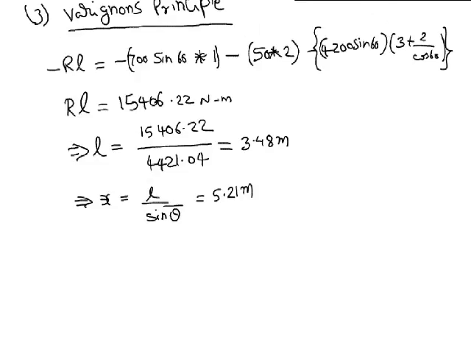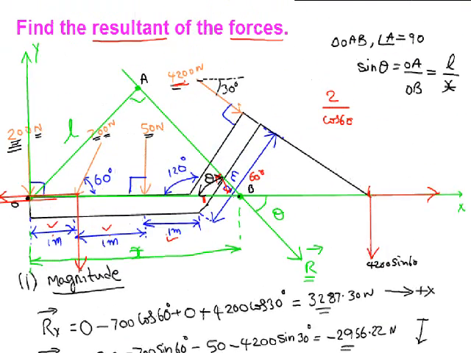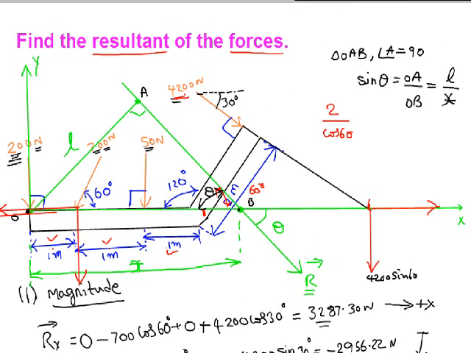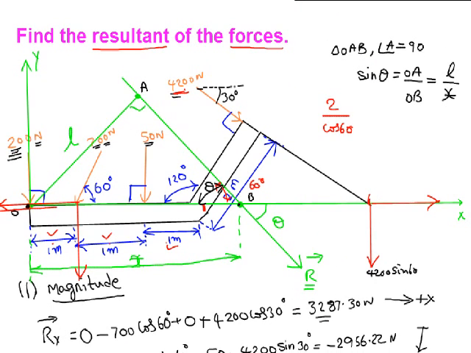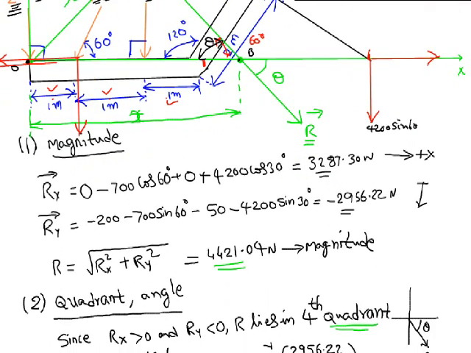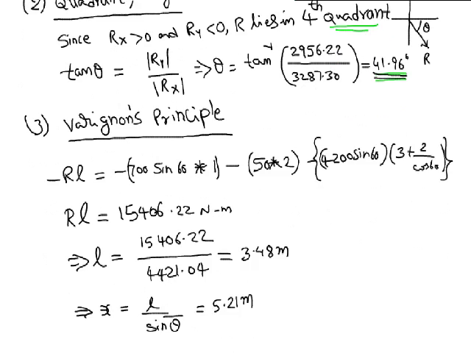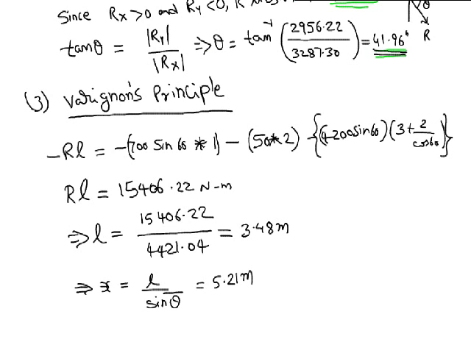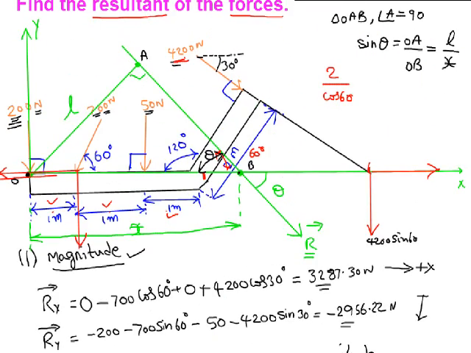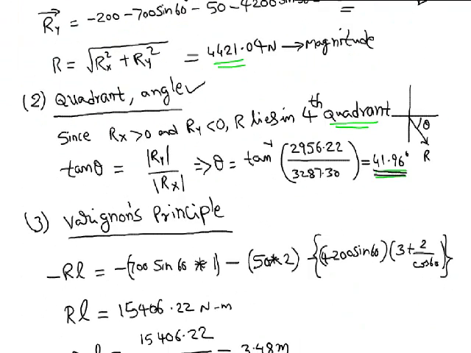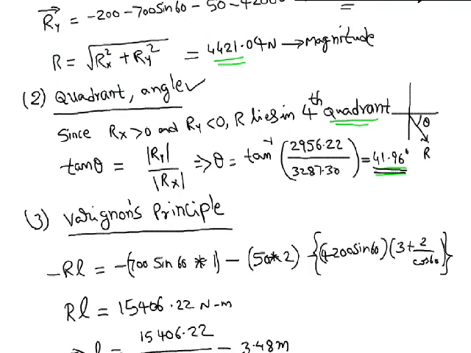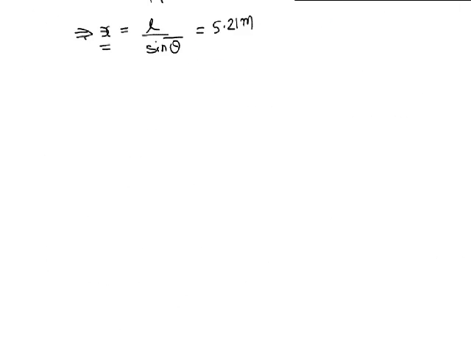meters. And almost all the problems on finding the resultant of a general set of forces in a plane constitute three steps. One, finding the magnitude. Two, determining the quadrant and the angle. And three, using Varignon's principle to locate where the force acts. Typically we locate it by where the force intersects the x-axis. We'll try to see a few further problems on moments and vector notation in subsequent classes.